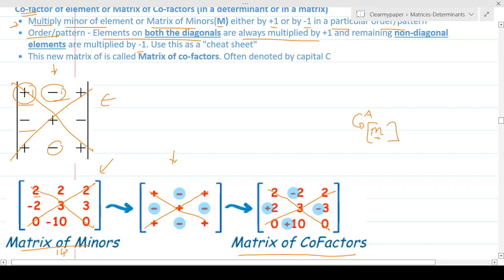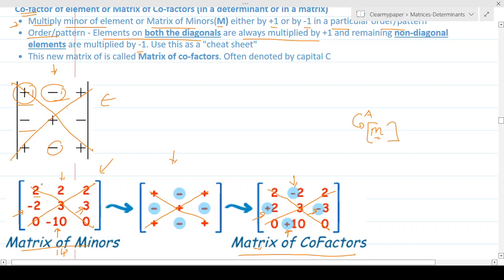For example, if you see here, over here this number is positive, whereas here this has become negative. Over here this number is negative, over here has become positive. This number is negative, this number has become positive. And this number is positive, this number has become negative. That's what cofactoring means, or that's how you build a matrix of cofactors.